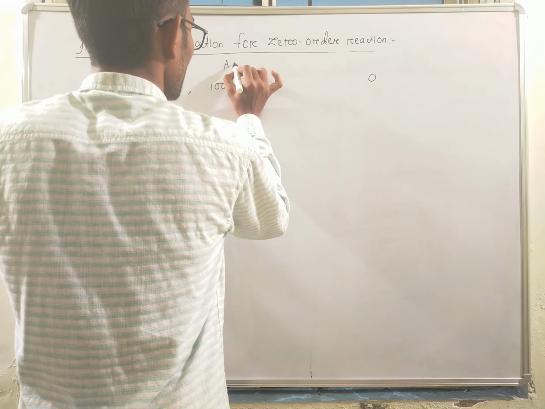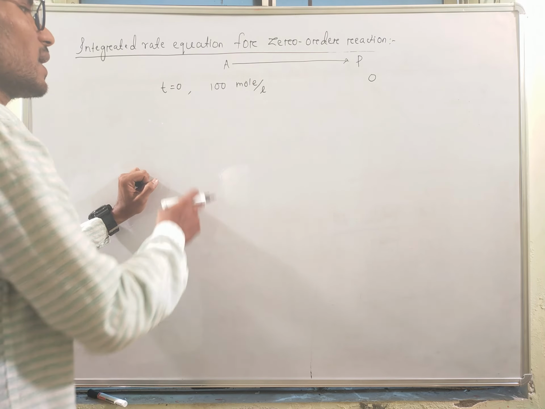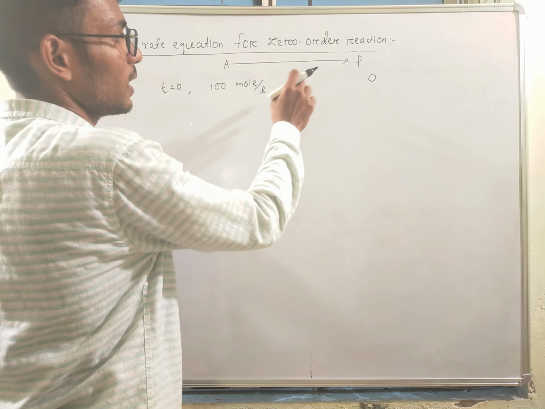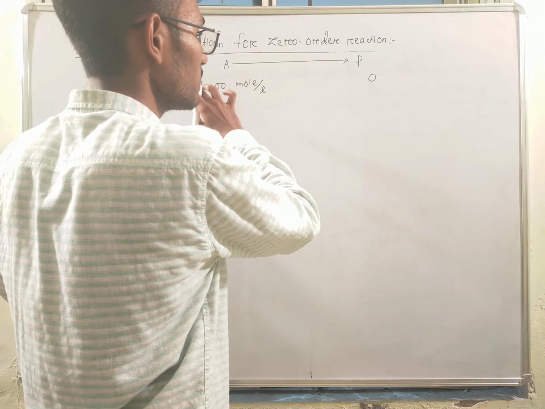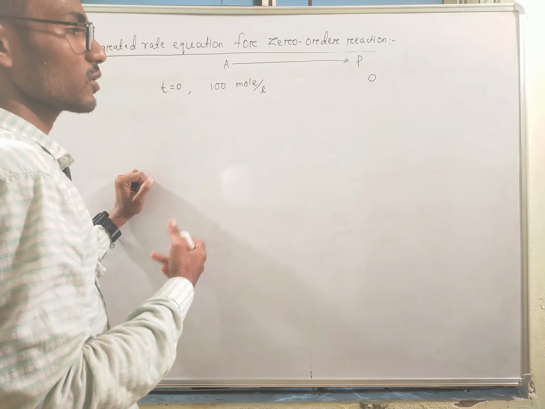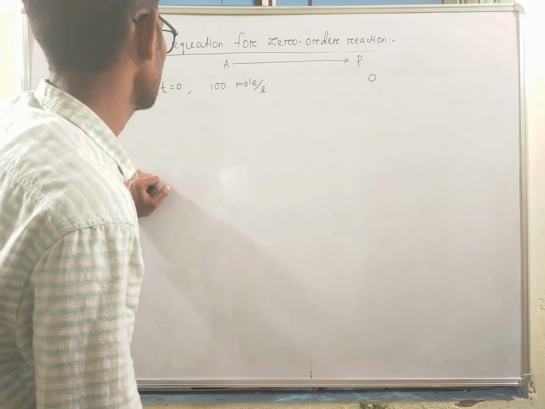Suppose a reaction is A gives rise to product, that is P. At time t equal to 0, the initial concentration of A is 100 mol per liter, and at time t equal to 0, the product concentration is 0.